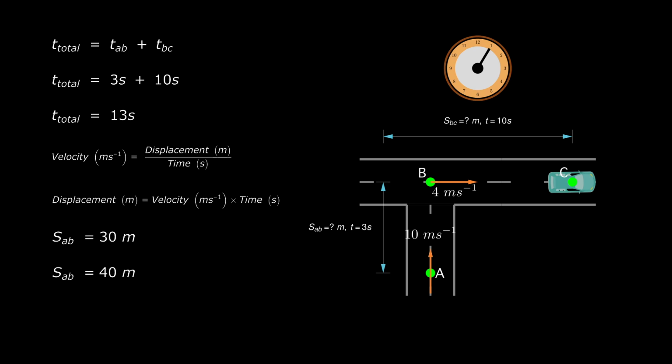The vehicle's total displacement is not simply the sum of the distances traveled, as it makes a right turn at point B. The paths from A to B, and then B to C, form a right-angled triangle, with the total displacement being the straight line distance from the starting point A to the final point C. To find the displacement between points A and C, we use the Pythagorean theorem, stated as follows. Where S sub AB, and S sub BC are the lengths of the two legs of the right triangle. Substituting the values for the distances S sub AB, and S sub BC, we get the displacement from A to C as 50 meters.